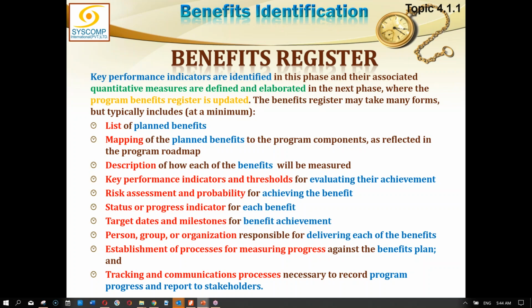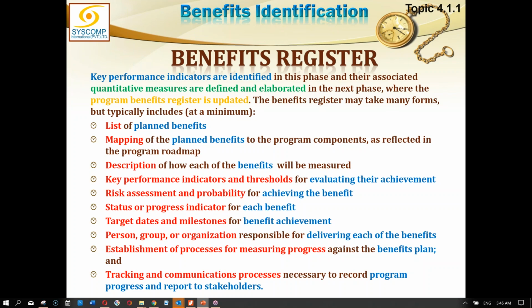Naturally, a list of the plan benefits. Mapping of the plan benefit to the program component. Which benefit comes from which program component? This benefit is going to be delivered by project A, and this by sub-program B, and so on. So all those components which relate to this specific benefit must be mapped to the program roadmap, which we have already given. So you could refer each benefit to the program roadmap and show its justification.